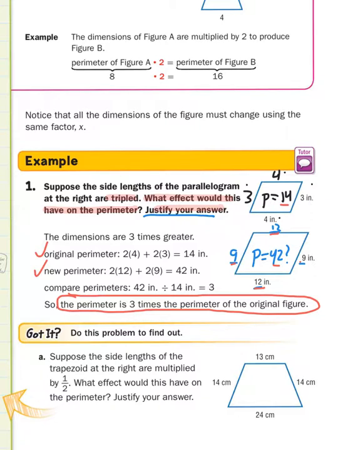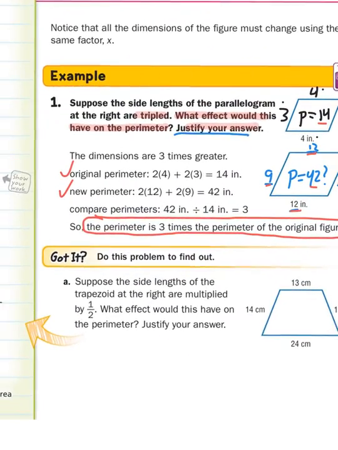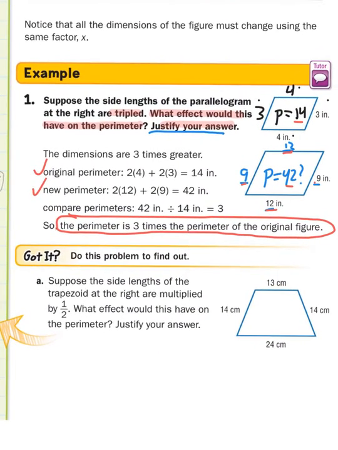It's kind of, we'll show you in problem A, because we'll do that one together. Now, in problem A, let me get this set up here. It says, suppose the side lengths of the trapezoid at the right are multiplied by 1/2. What effect would this have on the perimeter? Justify your answer.